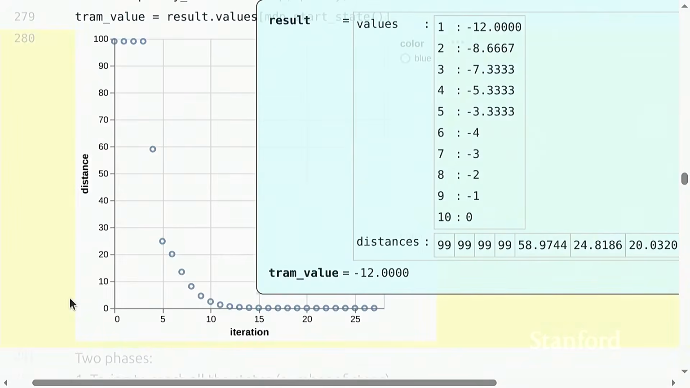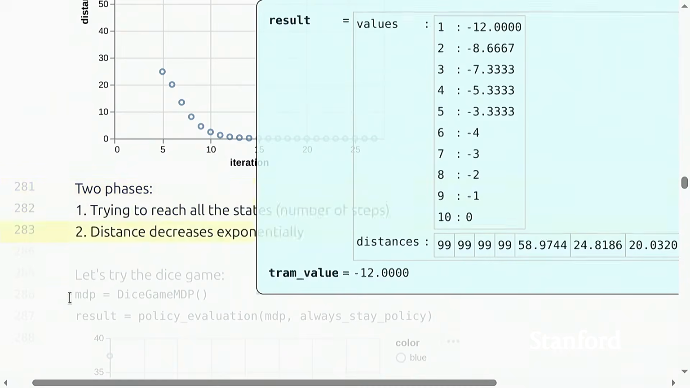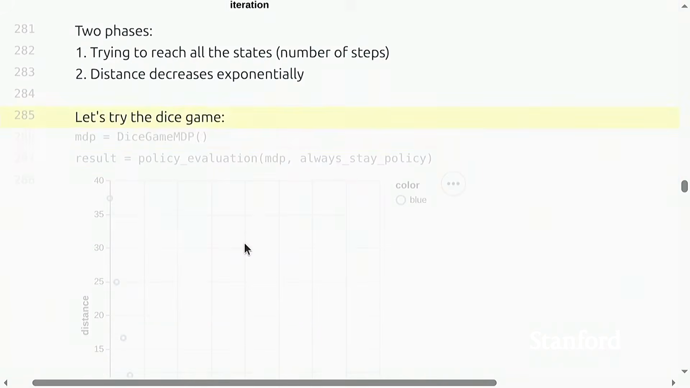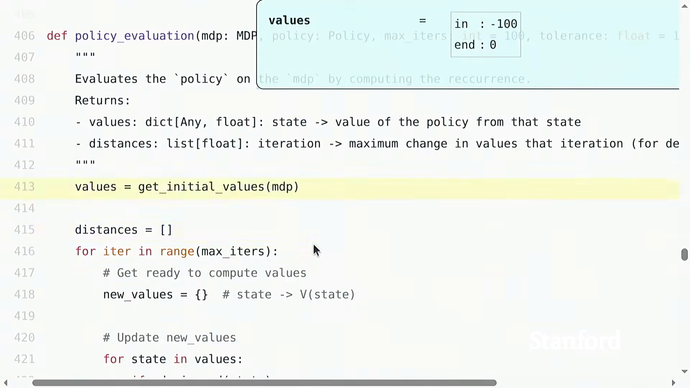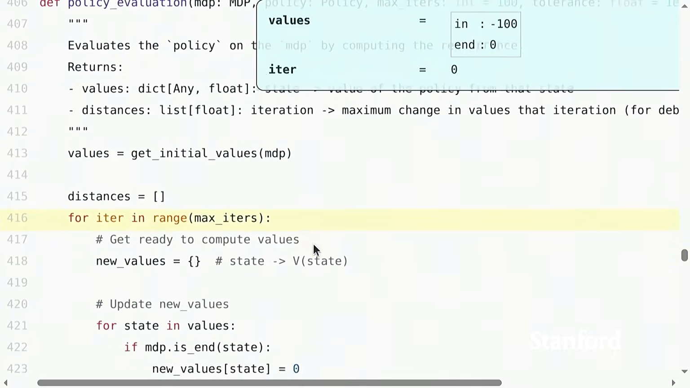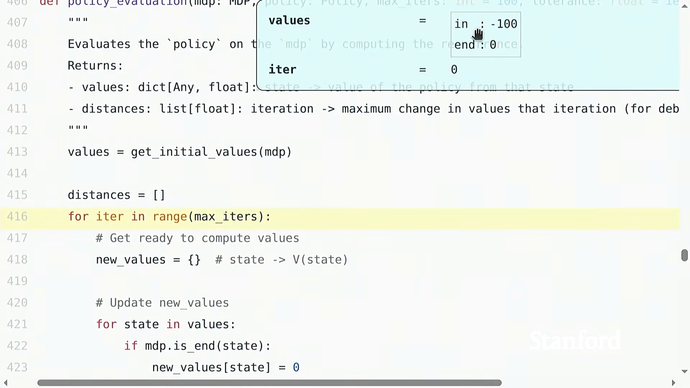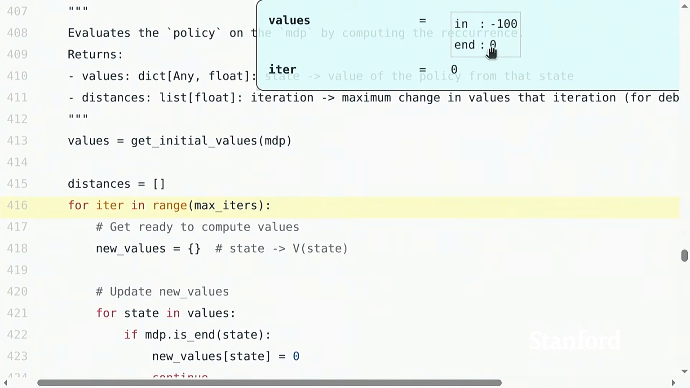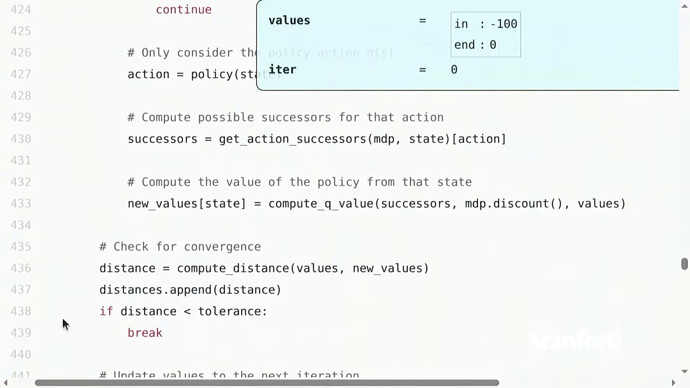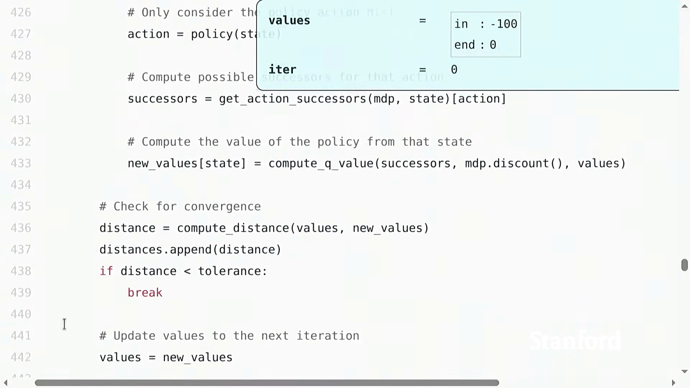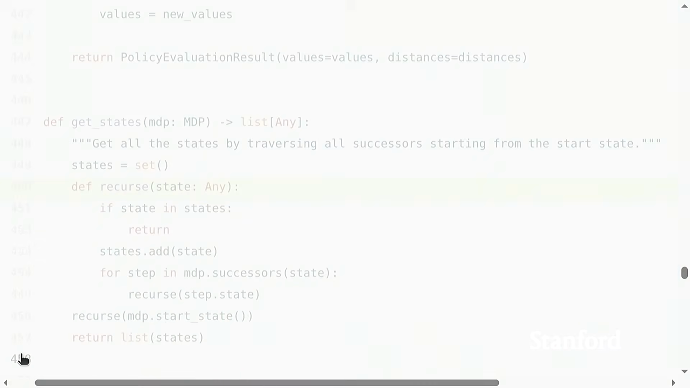So let me go on now. We can also play the dice game and run policy evaluation. Let's just see what it looks like. The code is the same. Remember, there are only 2 states, in and end. I'm going to start with a value of 0 in and minus 100, and I'm just going to skip down and see what the values look like.